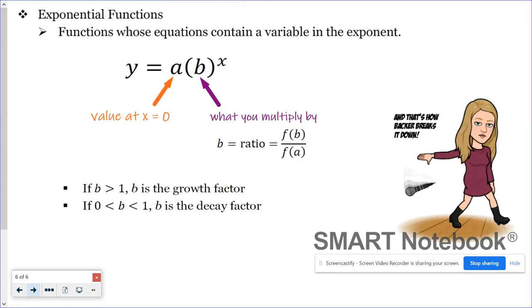Okay. And so there you have it. Exponential functions are functions that contain a variable in the exponent. A is your initial value. It's the value of the function at x equals 0. B is your change factor. It's what you're multiplying by. And if you can't easily tell what that is, calculate it, because b is equal to the ratio of f of b divided by f of a, which remember is simply y2 divided by y1. Those b values that are greater than 1 represent a growth factor, and those b values in between 0 and 1, a decay factor. And that's how Becker breaks it down.